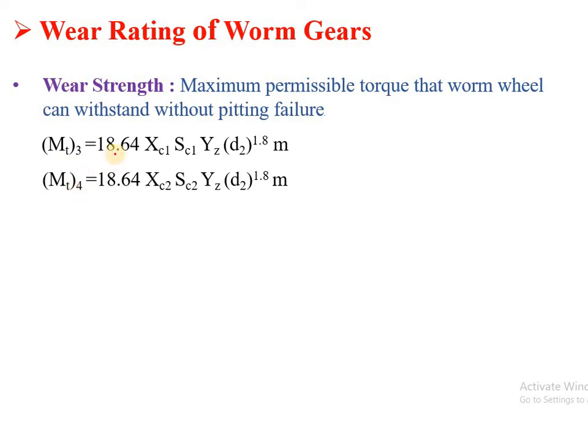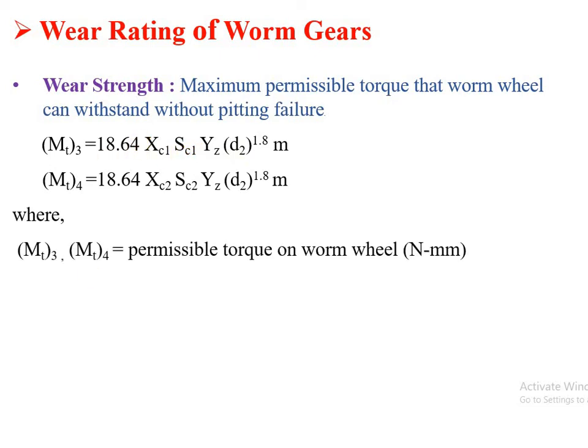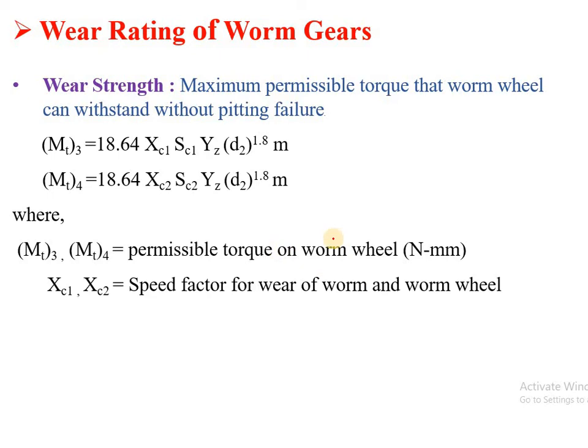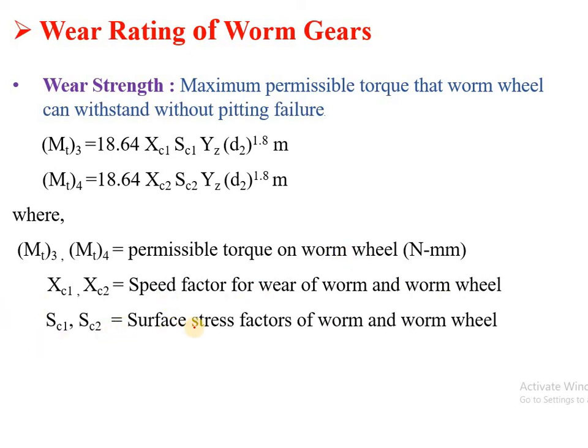Now MT3 is 18.64 XC1 SC1 into YZ into D2 raised to 1.8 into m. Here again, MT3 and MT4 are the permissible torque on the worm wheel. XC1 and XC2 are the speed factors for wear of the worm and worm wheel. SC1 and SC2 are the surface stress factors of the worm and worm wheel. Again it is a stress factor, based on surface stress, whereas earlier it was a strength stress factor.